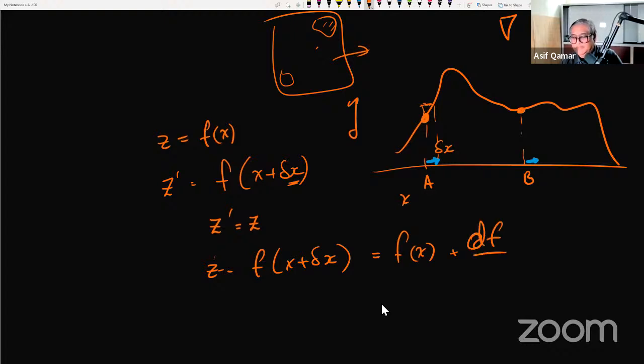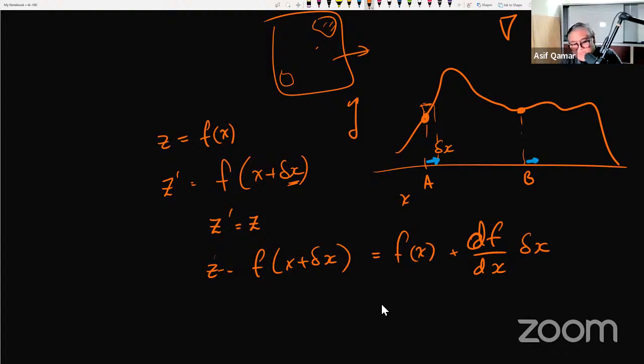Derivative of f with respect to x times delta x, isn't it? Sensitivity with respect to the input. Does that make sense, guys?